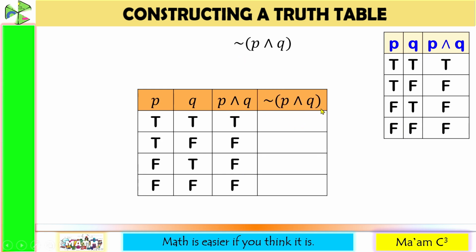Since we already have P and Q, the last column that we solved, we just have to negate our answer in this column. So the negation of true is false. The negation of false is true. So this will be true and this will be true. Here is now our answer for not P and Q.